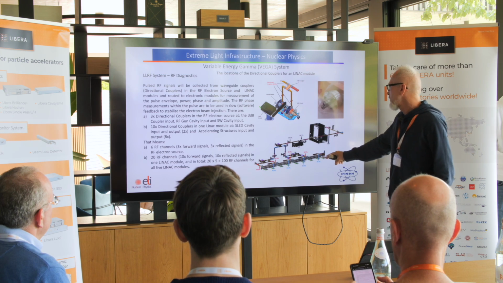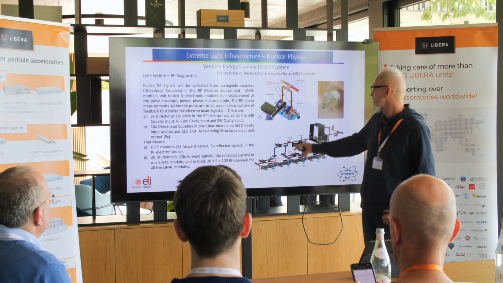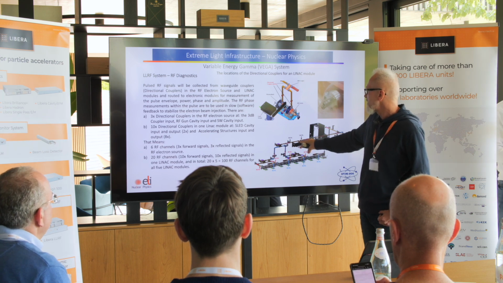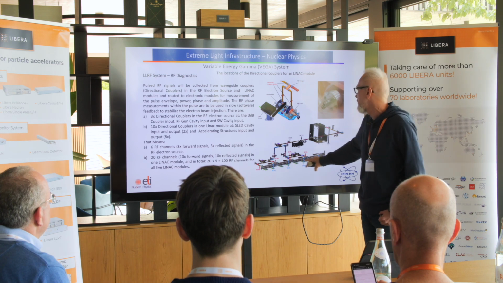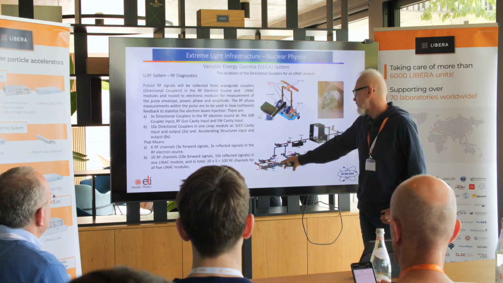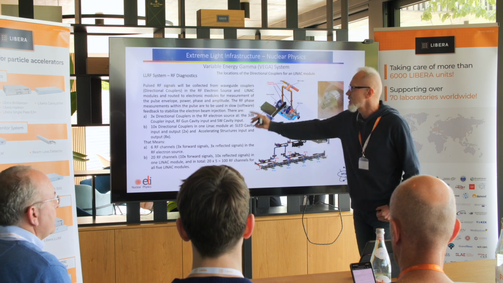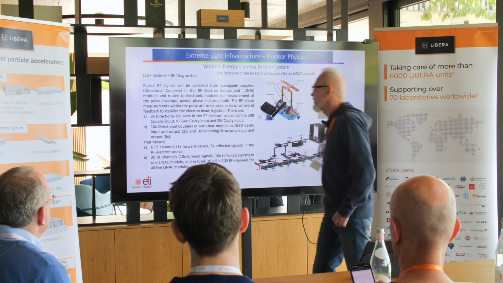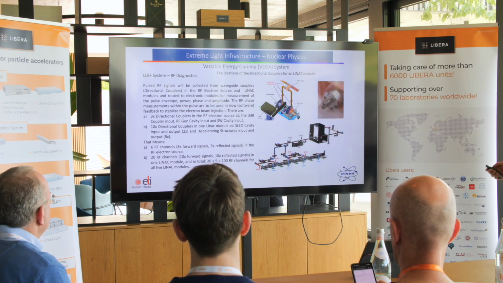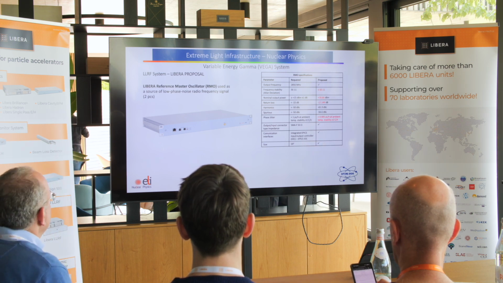And for each module, we have totally 10 directional couplers, 2 placed at the input and output of the SLED, and the other 8, yes, 2 per structure, 8 in total per module. So we'll have finally 10 directional couplers and 20 RF channels. So this is the equipment which we intend to buy from iTech.